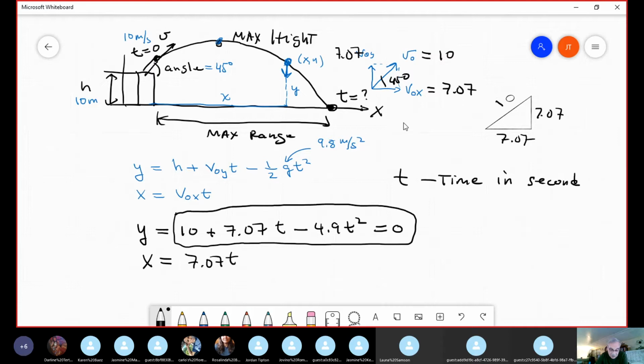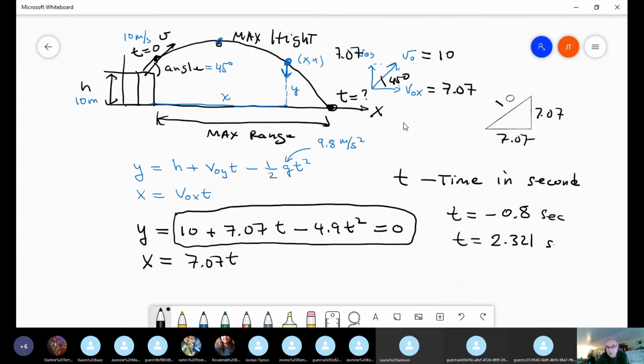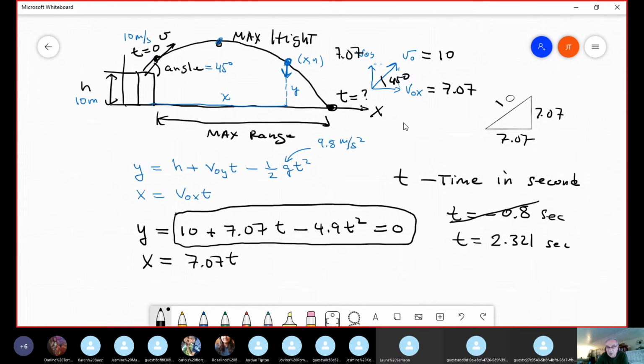I want to skip this algebra because it's easy. And we have two solutions. One solution is t equal minus 0.8, and another solution is t equal 2.321. And this is in seconds, because it's time. This solution has no sense because negative time is impossible. The time is always positive. Time travels in only one direction.